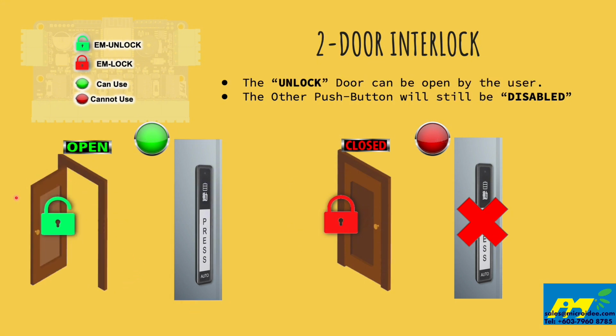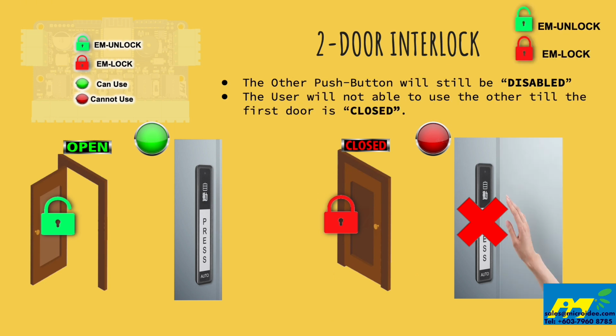So the moment the person opens the first door, the other side remains locked. Even if the person tries to press the push button to open the second door, the door will still remain locked. So this is how the system works, with the push button and door opening conditions.